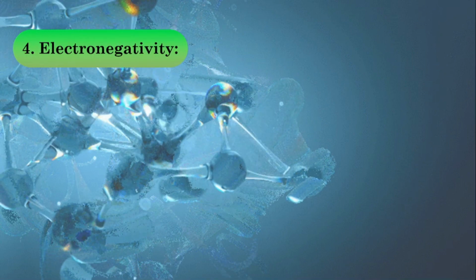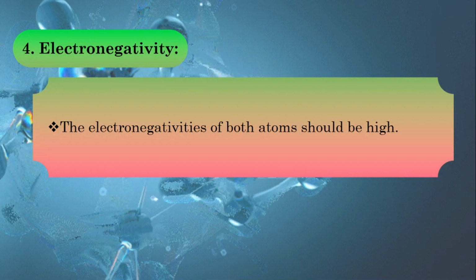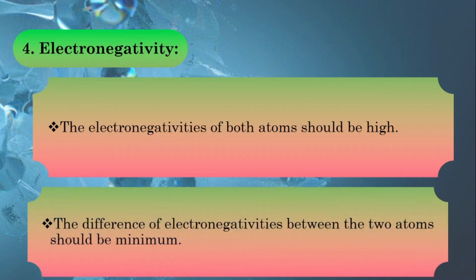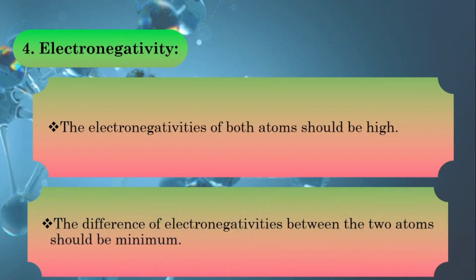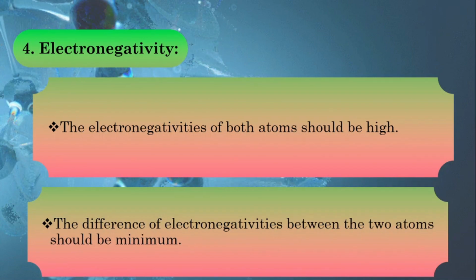Fourth factor is the electronegativity. The electronegativities of both atoms should be high. The difference of the electronegativities between two atoms should be minimum.